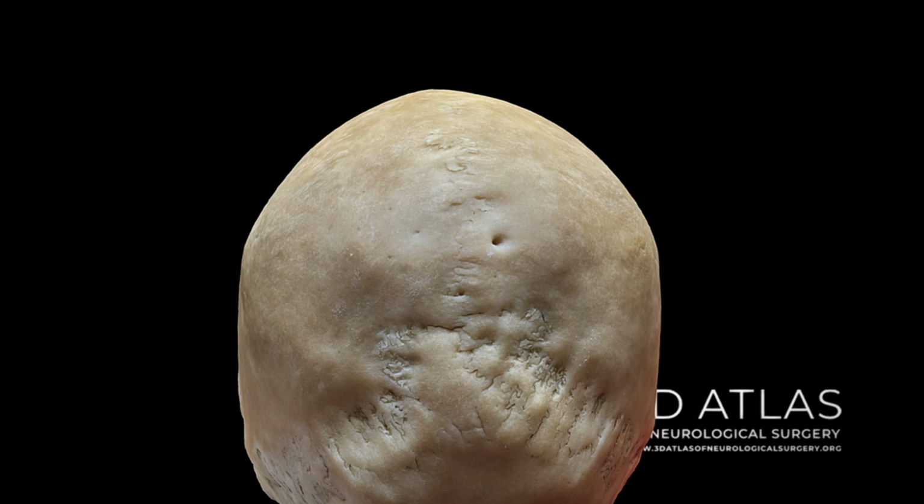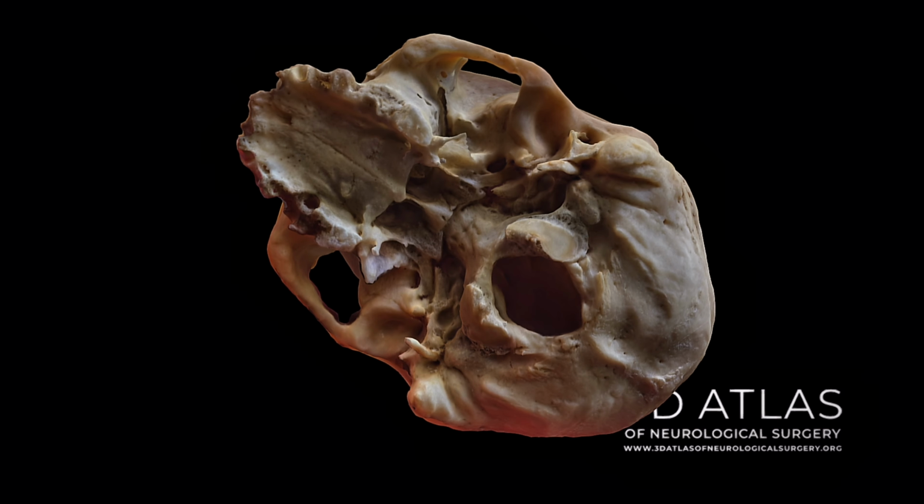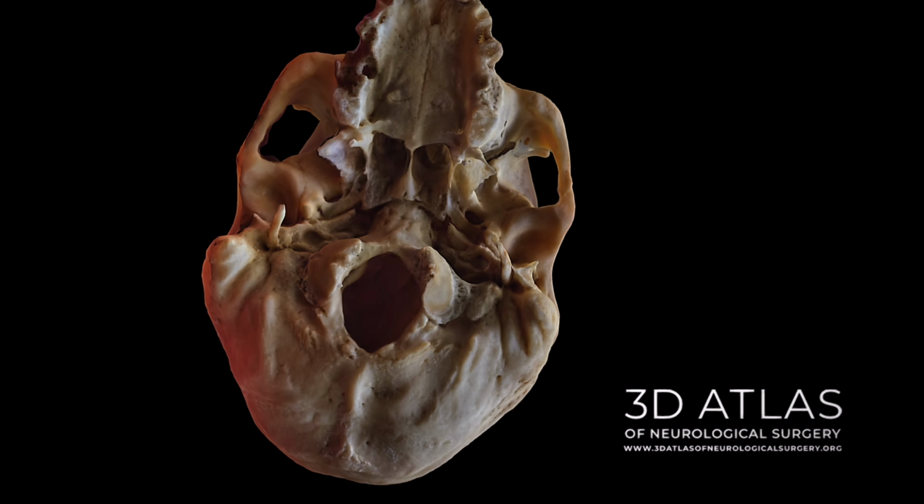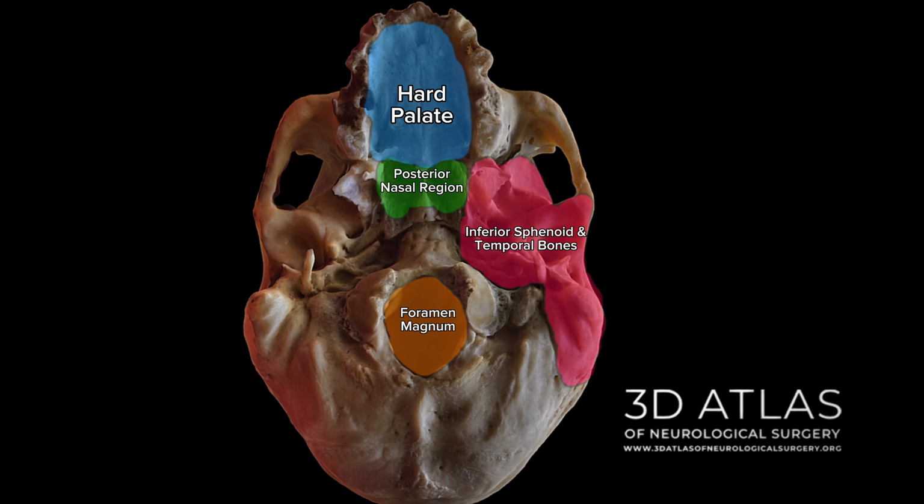The inferior view of the skull, the norma basalis, presents the most intricate external surface. It reveals the structural components of the hard palate, the posterior nasal region, the sphenoid and temporal architecture, and the large opening of the foramen magnum.